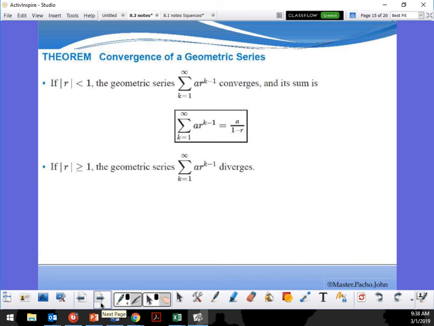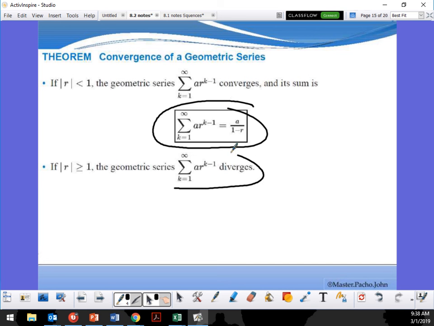Okay, theorem, convergence of a geometric series. If the absolute value of r is less than 1, the geometric series converges, and its sum is going to look just like this. If the absolute value of r is greater than or equal to 1, the geometric series is going to diverge.